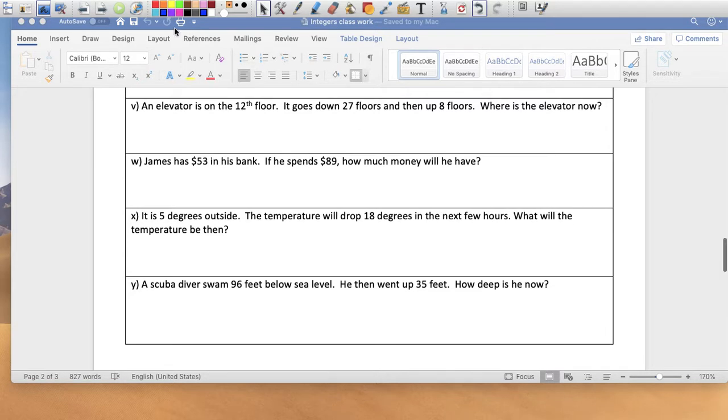Scuba diver. He's at 96 below sea level. So let's represent this like that, right? And to that I'm going to add what? He went up 35 feet. So going up 35 feet, we're going to represent that with a positive integer, which is positive 35. And that's my expression. So he's still underwater, right? Still didn't go all the way to the surface. So where is he? Well, still negative, right? Still a negative answer. So 96 and 35, you can make 35 zero pairs. And how many are left over after that?